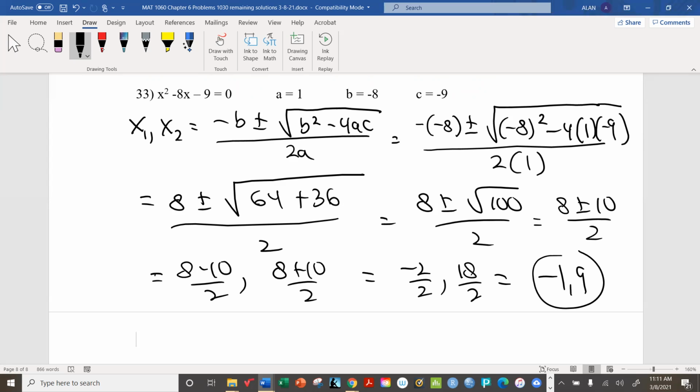In fact, this one is really straightforward. You can see if you look at it very carefully, we could have factored this one. It's really simple. But what the heck? Let's just keep doing the quadratic formula. But yeah, if you factor this one, you'd see that it would have worked out the same way.